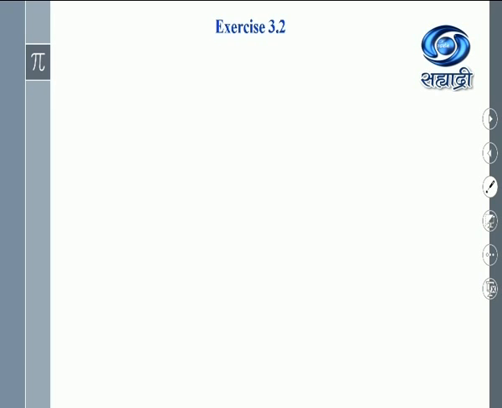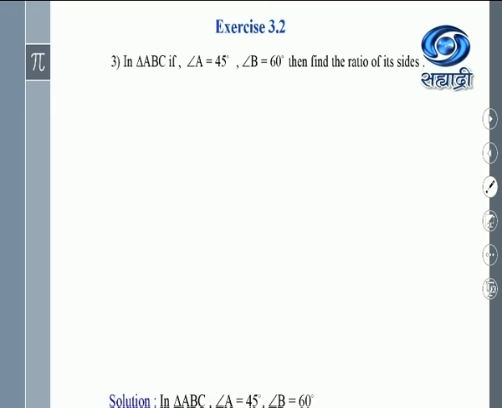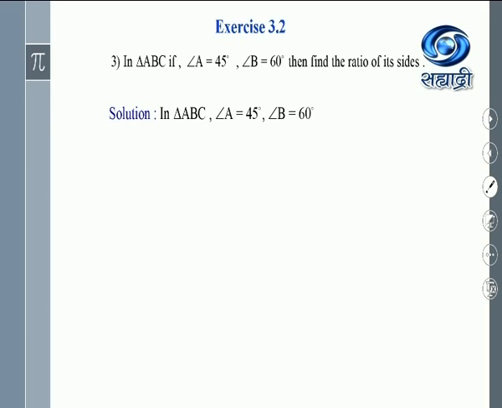Now we try the sums from exercise 3.2, question number 3. In triangle ABC, if angle A is equal to 45 degrees, angle B is equal to 60 degrees, then find the ratio of its sides. How many angles are given in the sum? Two angles are given. And you are asked to find the ratio of the sides a, b and c.